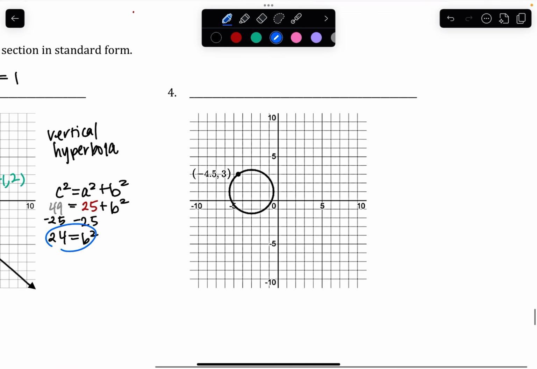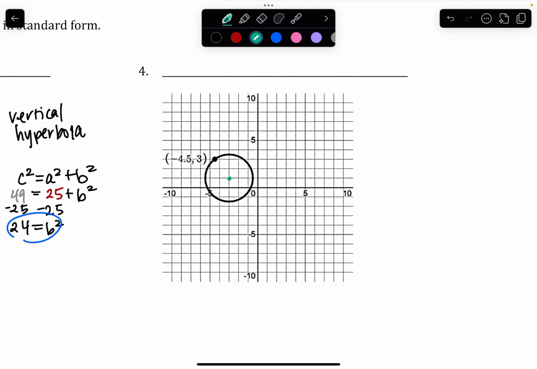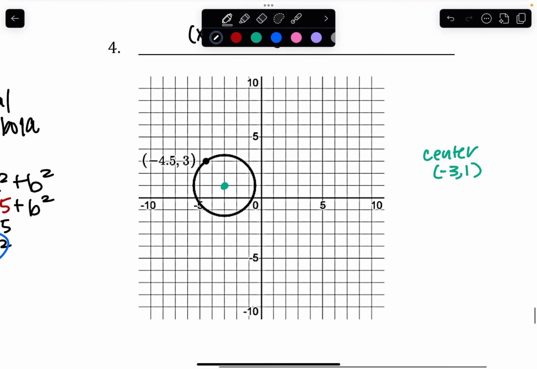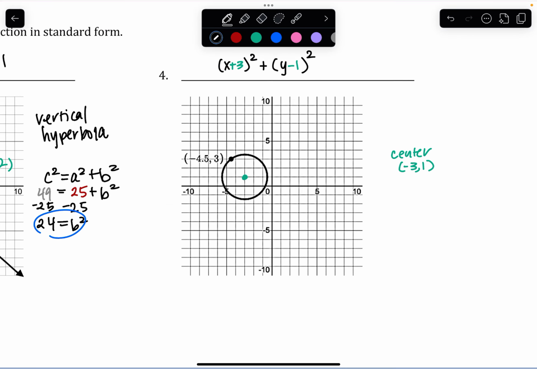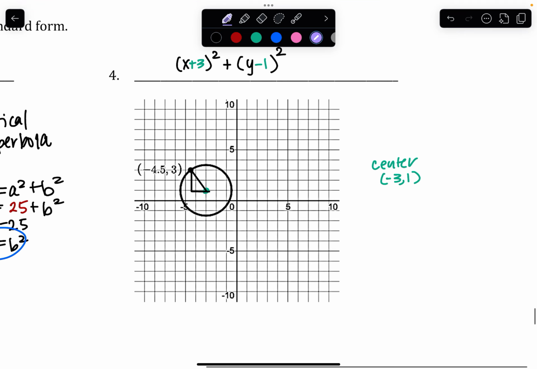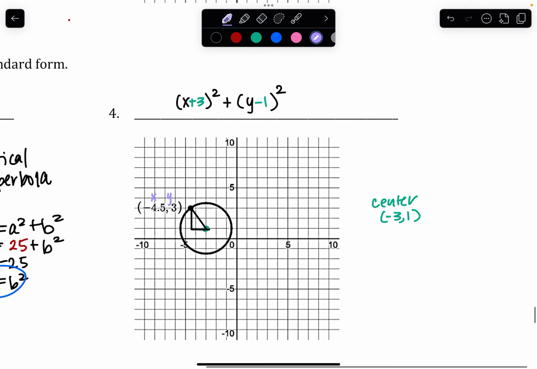Okay, next we have a circle. And first let's get the center. And so our center is -3, 1. And so we know our formula will be x plus 3 squared plus y minus 1 squared equals r squared. And so with this point, -4.5, 3, you can either make a right triangle to determine what r squared is, because this radius is a slanted line. And so you could make a right triangle using that point, or another way that we talked about in class is to just plug in the x and y coordinate into what we have so far.